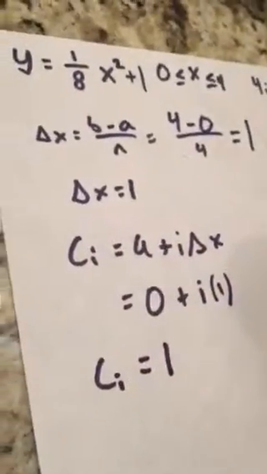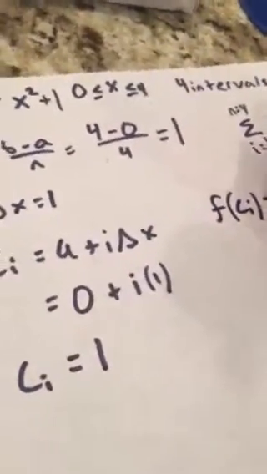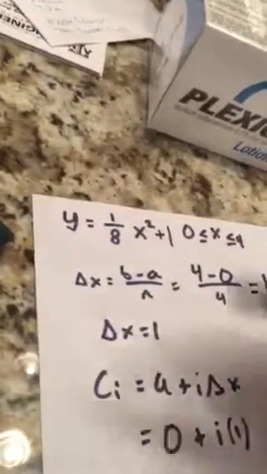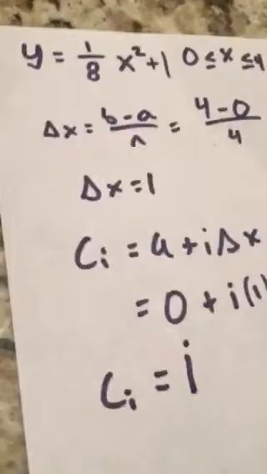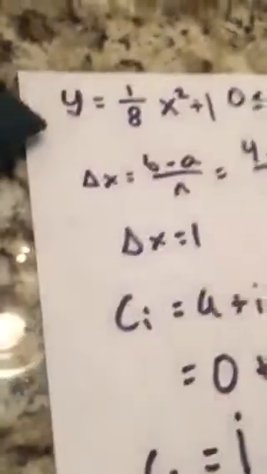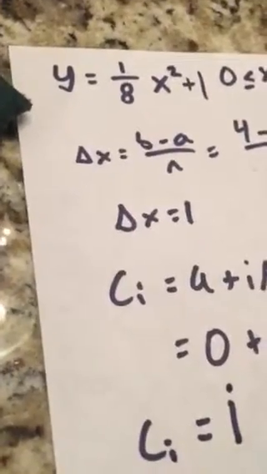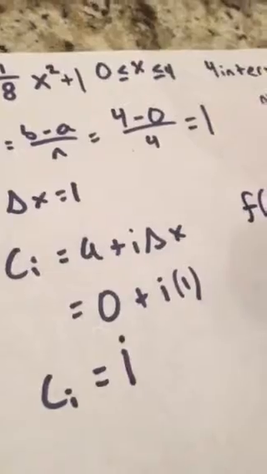So now we have to find f of c sub i. So f of c sub i equals, we just plug in, c sub i equals i, not 1. So we just plug in i into our regular equation, 1/8 i squared plus 1.